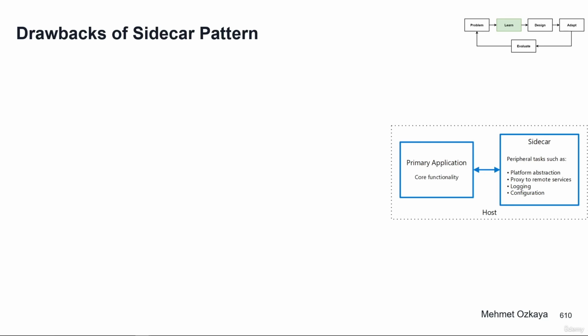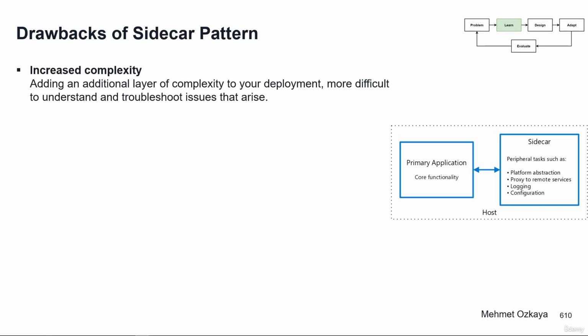And also, there are a few potential drawbacks to using the Sidecar pattern for microservices, the first being increased complexity. By adding a Sidecar container to your microservices, you are adding an additional layer of complexity to your deployment. This can make it more difficult to understand and troubleshoot issues that arise.